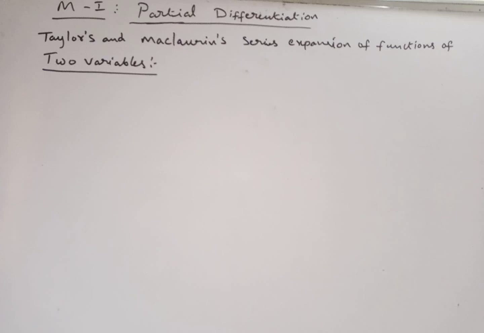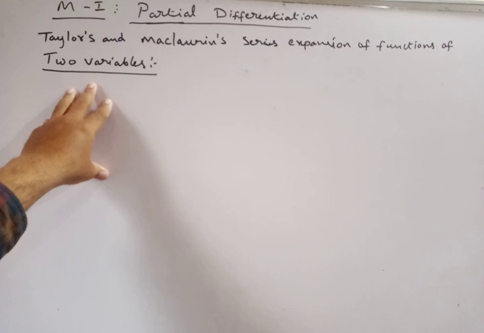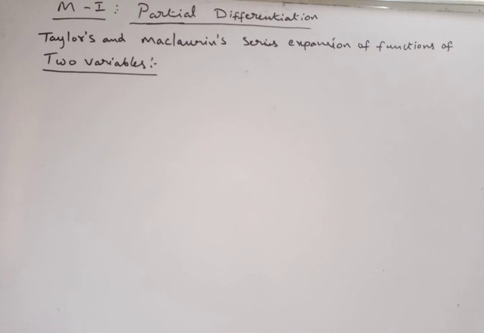Taylor's and Maclaurin series expansion was earlier also there for one variable, correct? Now here we are doing it for two variables. So let us see the formula for Taylor's expansion for two variables.